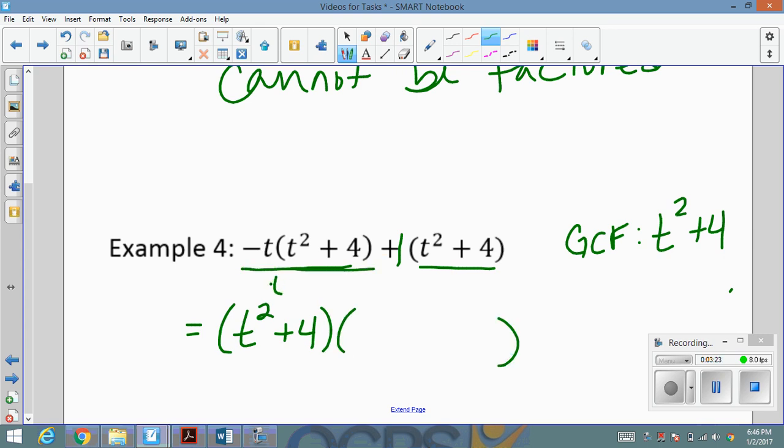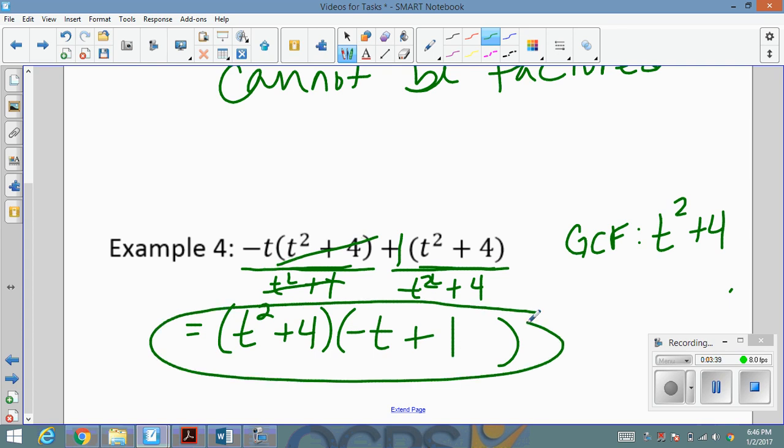And in this case, it's going to be negative t plus 1. Don't forget that plus 1. It's very important. That's why we put it there, to hold our spot. And that is it. That is factoring by pulling out a common factor, greatest common factor, where the factor happens to be a binomial.